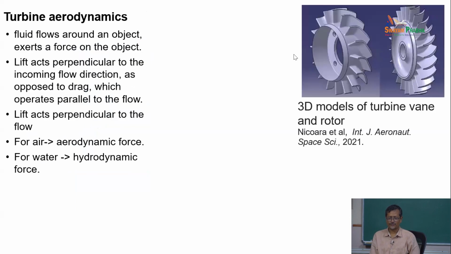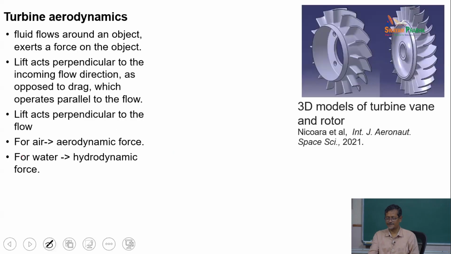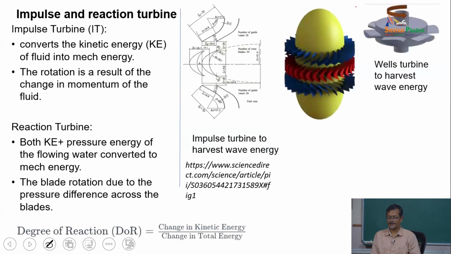So, turbine aerodynamics: when fluid flows, an object experiences a force. This design, if you see the picture on the right side, we designed for a wave energy converter. This is called unidirectional. You see this wave energy converter turbine, the oscillating water column uses a turbine. I think the professor has already taught this in a previous lecture, you have seen it.